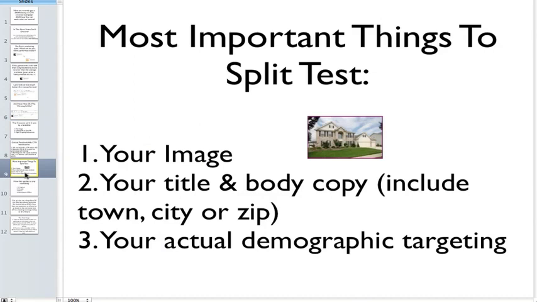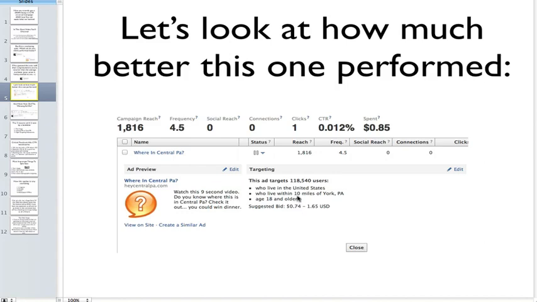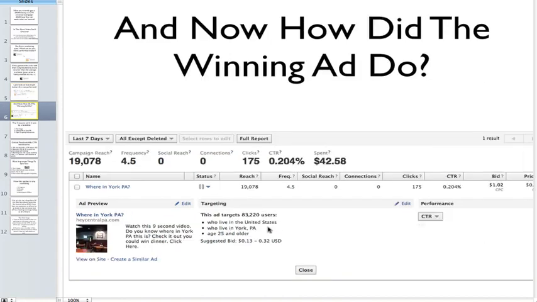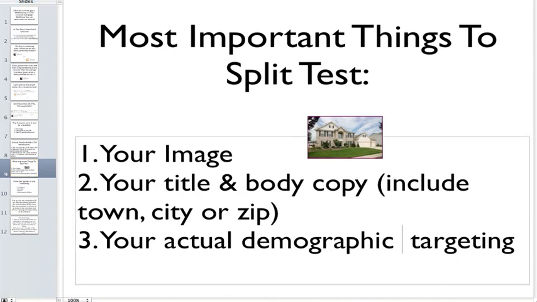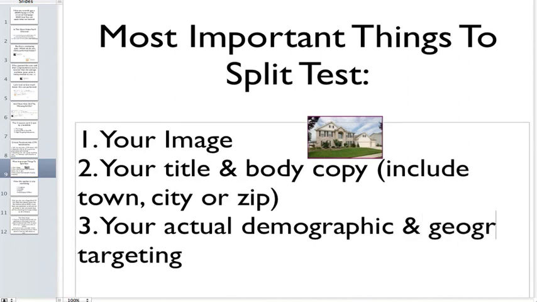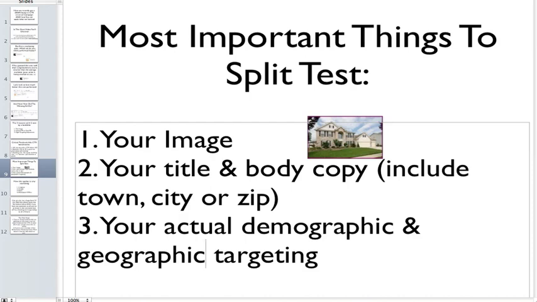Then the third thing is your actual demographic targeting. Again, the difference here was instead of within 10 miles, we just did only those in York. And the cool thing is with Facebook, you can demographic target or geographic target. So it should actually be demographic and geographic, because you can geographic target right down to zip code. Really, really cool stuff. They really let you get narrowed down.